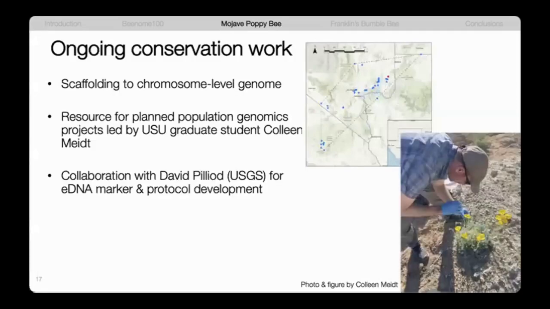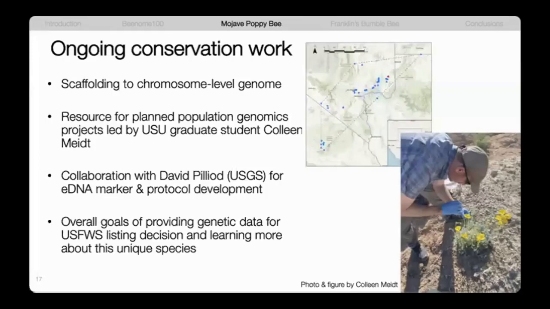Furthermore, we have a collaboration with the USGS to develop environmental DNA assays to detect this rare species on blooming bear poppy plants. So the photo on the right shows Michael swabbing the petals of a blooming poppy to try to collect eDNA samples. And we're also assembling a mitochondrial genome to help with designing molecular markers for these efforts. And of course, the overall goals are to not only learn more about this unique species, but to provide genetic data for the U.S. Fish and Wildlife Service listing decision.